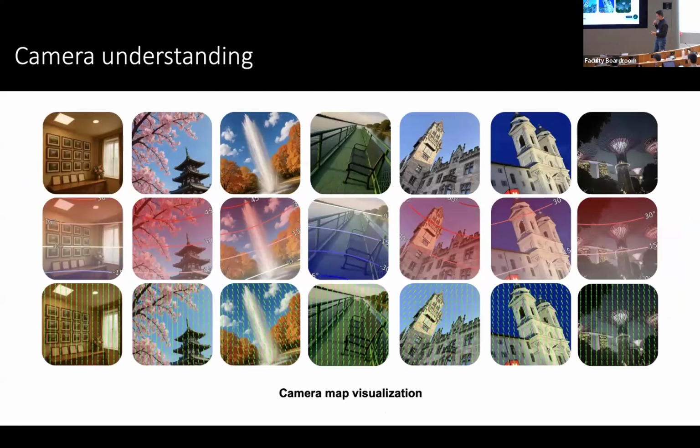And here I visualize the camera map, or perspective field. You can see that from the latitude and also the up vector, we can observe that most of them make quite a lot of sense and are pretty accurate.